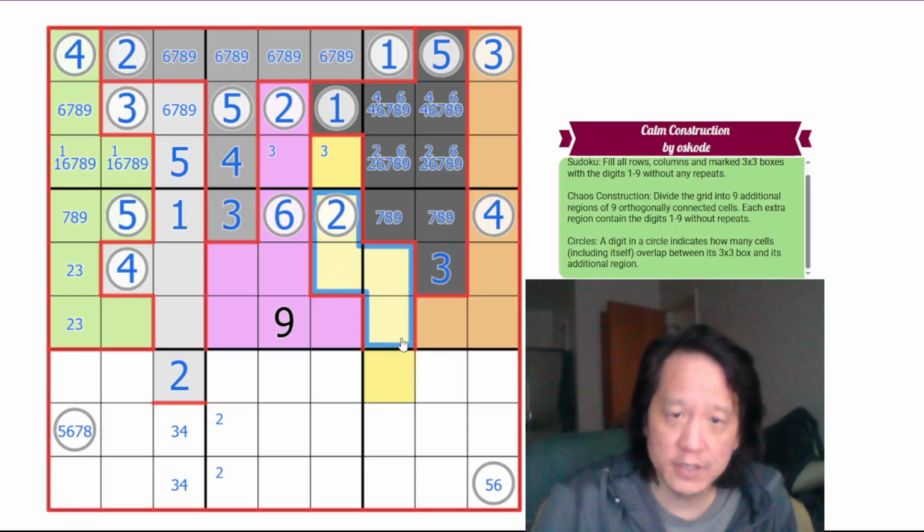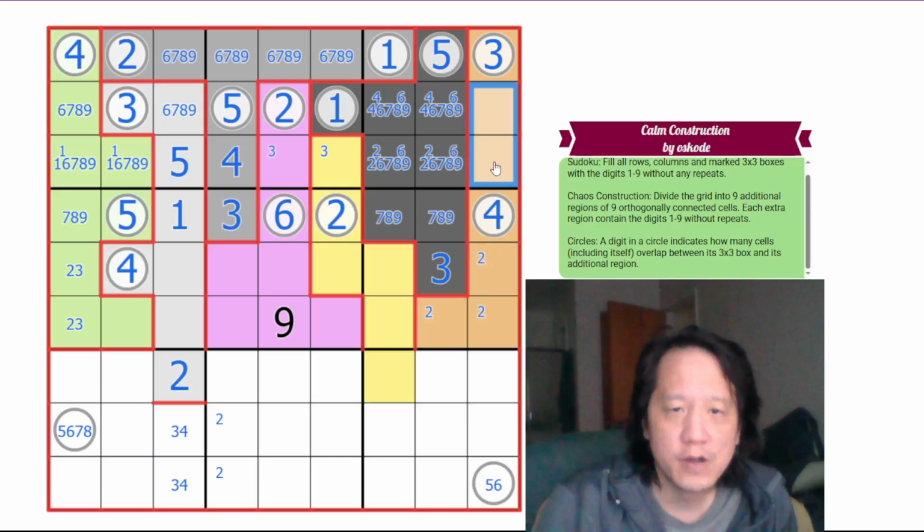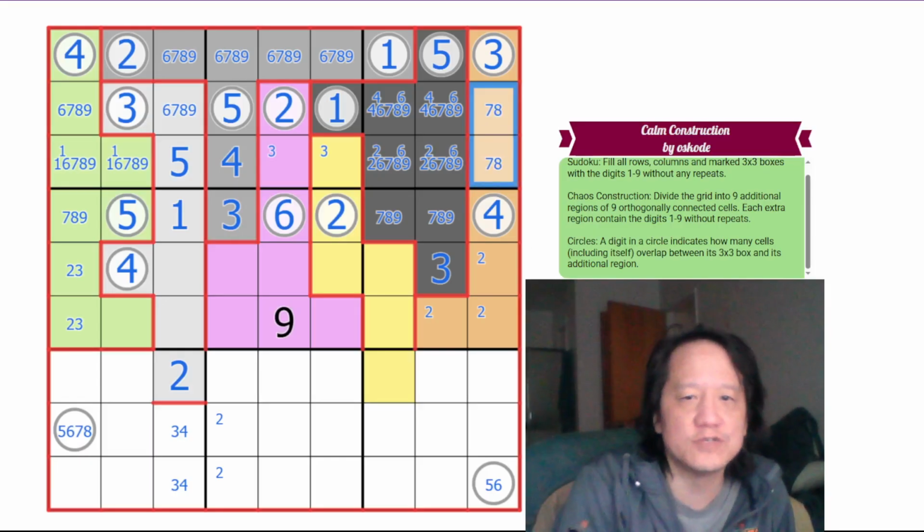2 cannot be in the yellow region here, so 2 has to be in the orange region here. So this cannot be 2, 4, or 6. It has to be 2 digits from 7, 8, or 9.